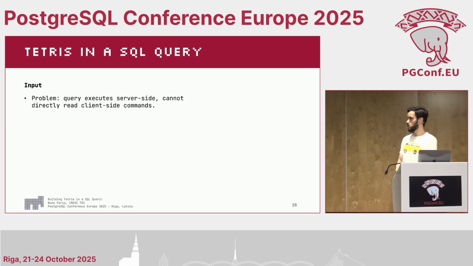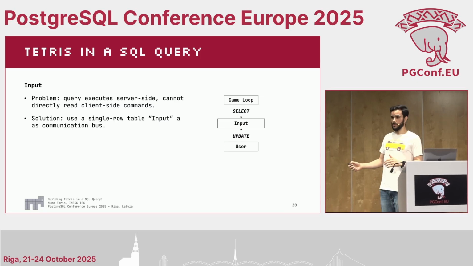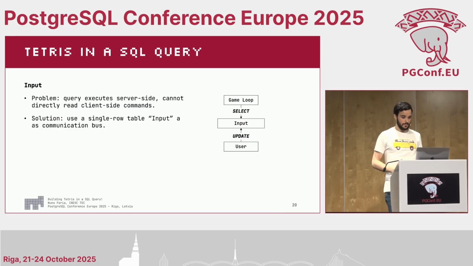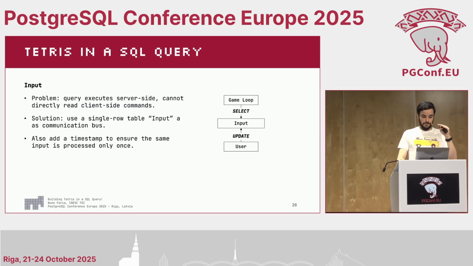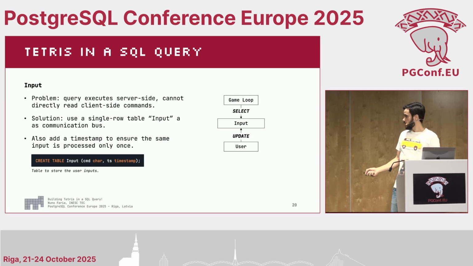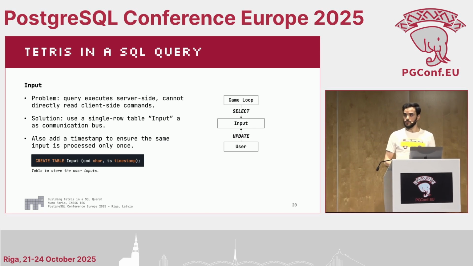Now let's take a look at the input. The problem with this is that our query will run server-side, so there's no way to read the actual user keystrokes directly. But what we can do instead is, since we are using a database, we can create a table, in this case called input, which will be used as the communication bus between the user and our game. And in addition to the actual command that we want to execute, there's also a timestamp that we add just to ensure that we don't process the same input multiple times.